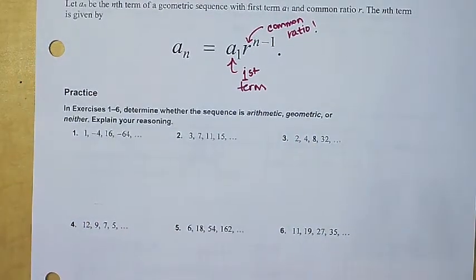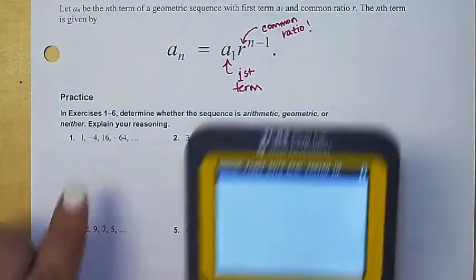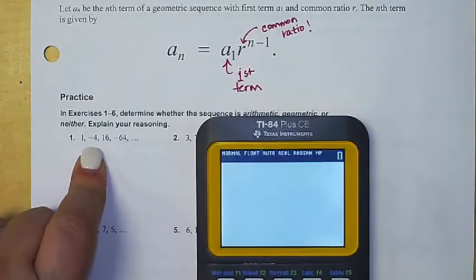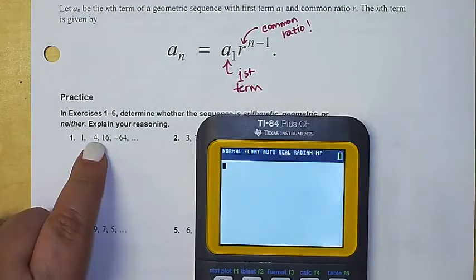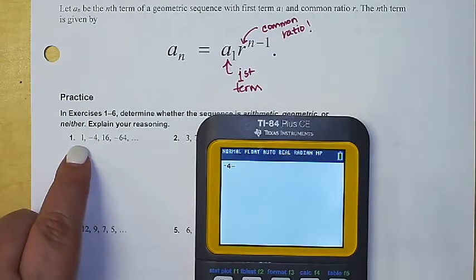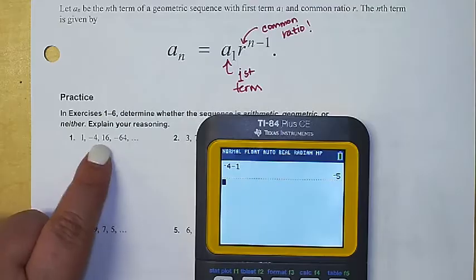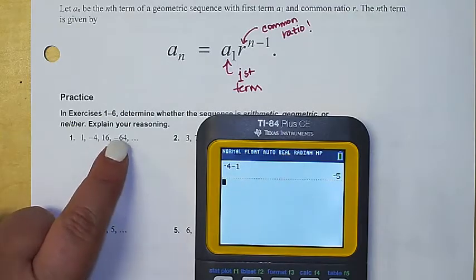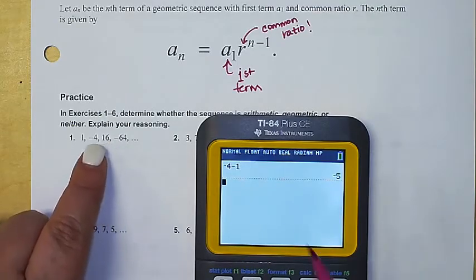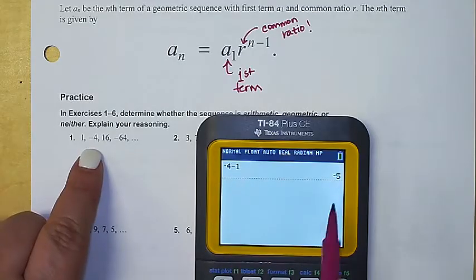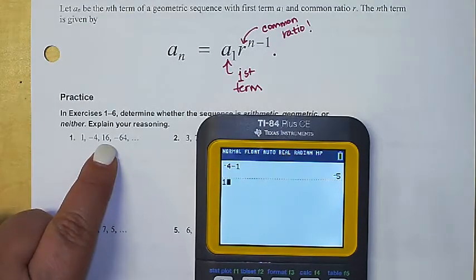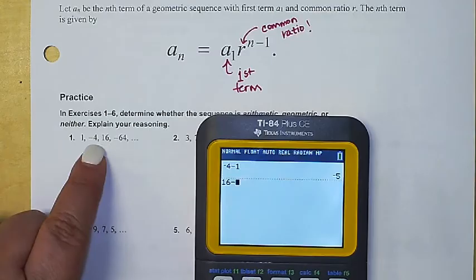We can certainly test for arithmetic first, since we're a little more familiar with that. All we would have to do is take this new value minus the previous and see if we get the same common difference every time. So if I do -4 minus 1, I get -5. Let's try it here. If I do 16 minus that -4, I do not get the same number.